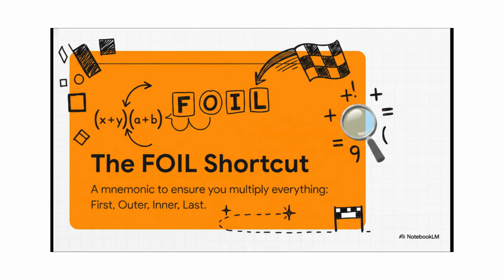But you knew there had to be a shortcut, right? Of course there is. This is the pro-level move. FOIL is just a simple way to remember to multiply everything correctly. You multiply the first terms, the outer terms, the inner terms, and finally the last terms. It gets you to the same answer, just a little bit faster.